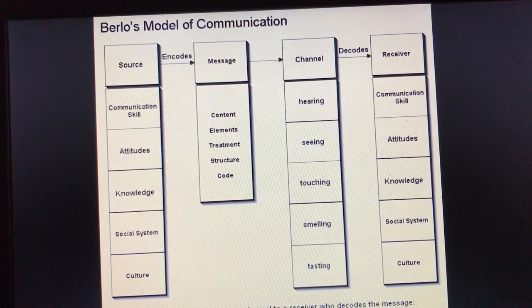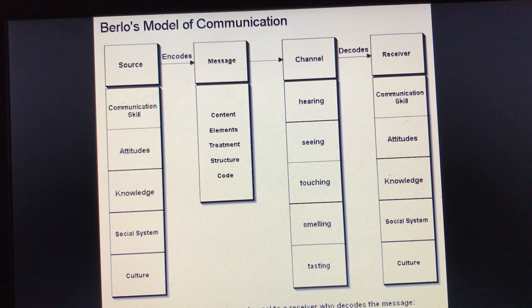Good morning, everyone. Let's continue with Berlo's model of communication. We spoke about source in the last session. In this session, I'm going to continue from message. So these are the basic elements or the basic features that go into the framework of message creation.